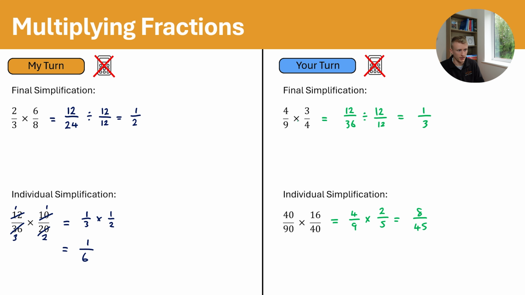You should have multiplied these fractions together to give you 12 over 36, and then divide through by 12 on numerator and denominator, and your final answer should have been 1/3. And then for the second question, I simplified the 40 over 90 to 4/9 and the 16 over 40 to 2/5, multiplied the numerators and denominators, and that gave me 8 over 45.